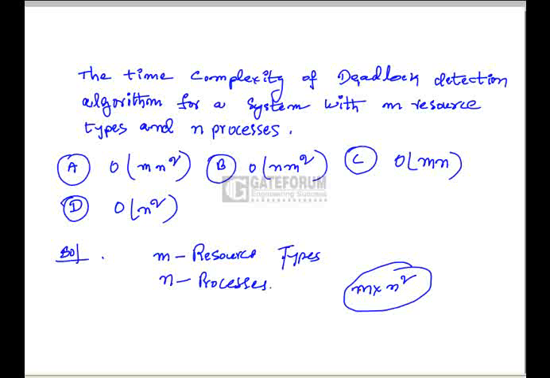So we can detect the deadlock after invoking the cycle detection algorithm on a graph. Usually the cycle detection algorithm needs to perform this many operations, so the complexity is m into n square. So option A is correct. Order of m into n square is option A. Order of n into m square is option B. Order of mn is option C. Order of n square is option D. So option A is the correct option here.